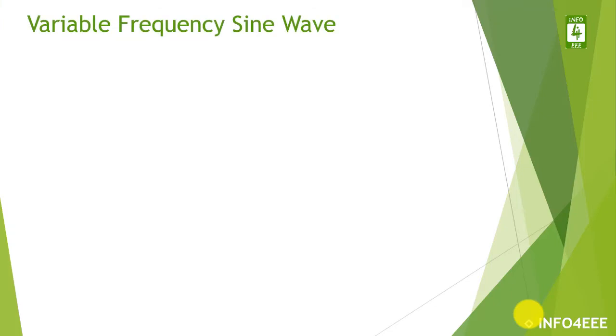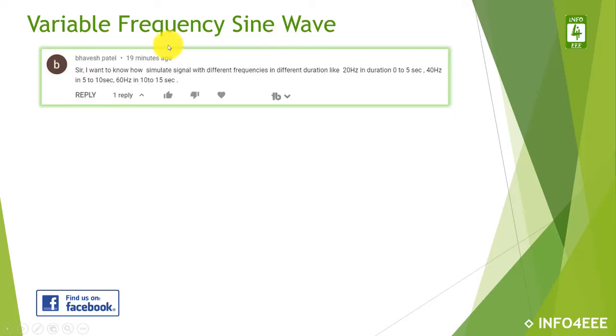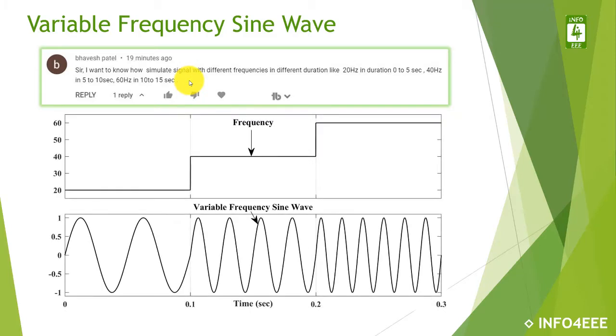First of all, we will discuss the variable frequency sine wave. In this video, I am considering the query of Mr. Bhavesh Patel, in which he asked, "Sir, I want to know how to simulate a signal with different frequencies in different durations, like 20 Hz in duration 0 to 5 seconds, 40 Hz in 5 to 10 seconds, and 60 Hz in 10 to 15 seconds." To simulate this type of variable frequency sine wave, there is a need to generate a step waveform having steps of 20 Hz, 40 Hz, and 60 Hz.